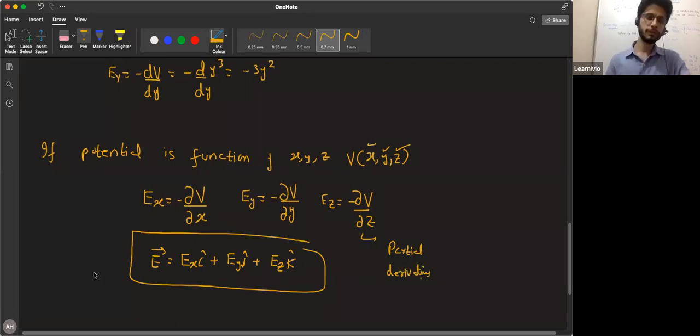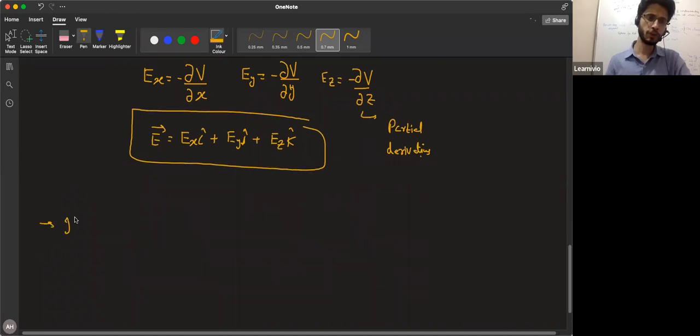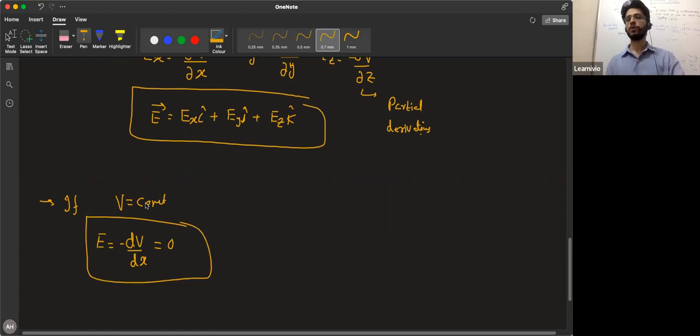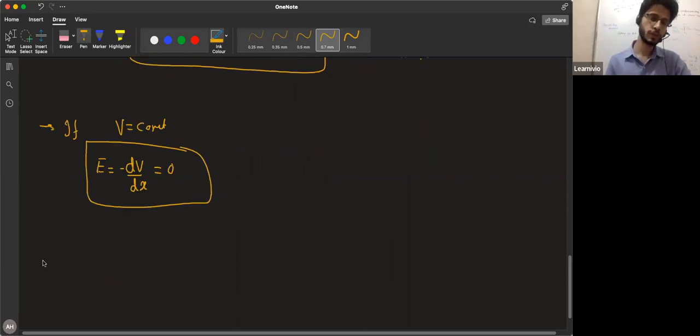There's one more thing. If potential is constant in a region, then its derivative would be 0. And you can say that field is 0. So field will exist only if potential changes. If potential is constant in a region, that means your field is zero.